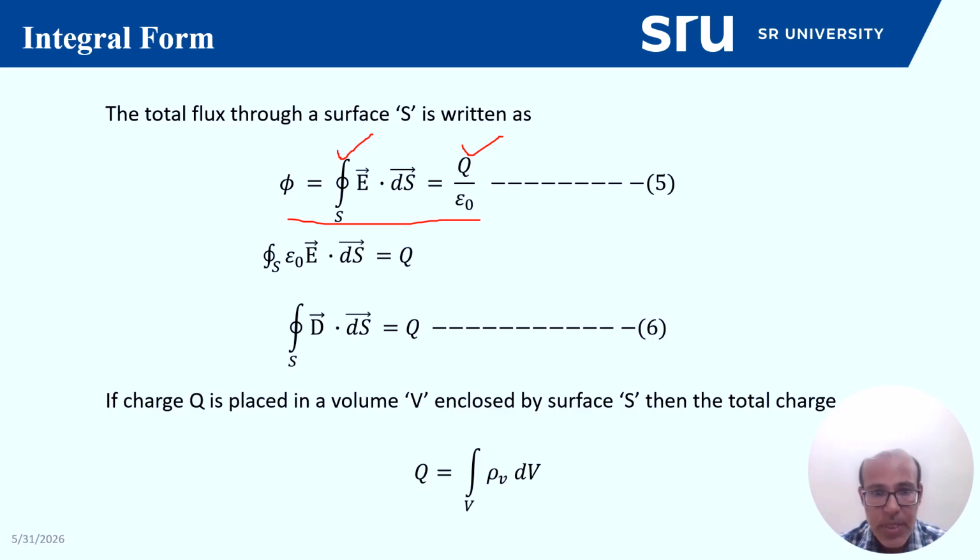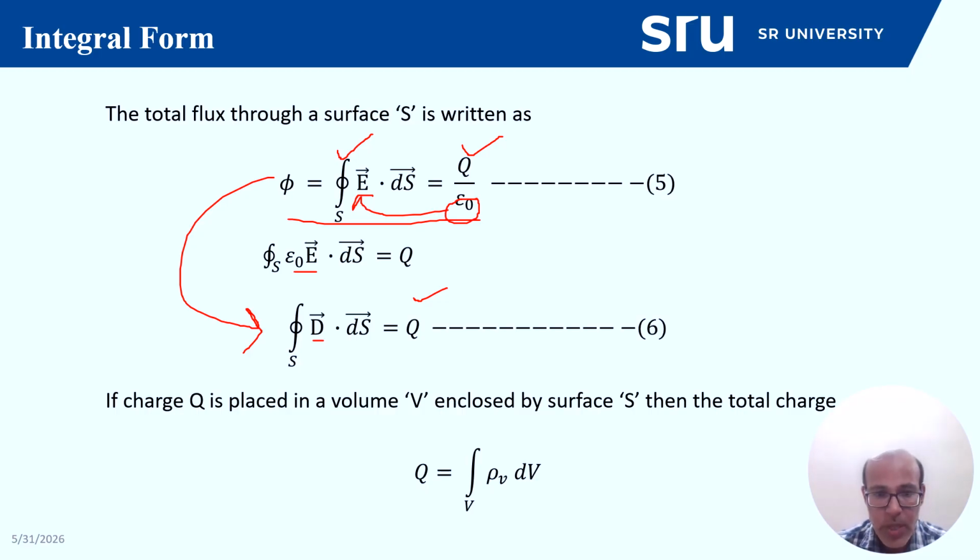What I'm doing is, if this epsilon naught is taken to the other side, something like cross multiply, it goes to the other side like this. Epsilon naught into E is D. So the same thing can be written like this, if you want to write it in terms of D, the electric flux density, or we also call it the displacement vector in dielectrics. So our aim is to convert that into integral form, meaning the right hand side also should be written with the help of integration.